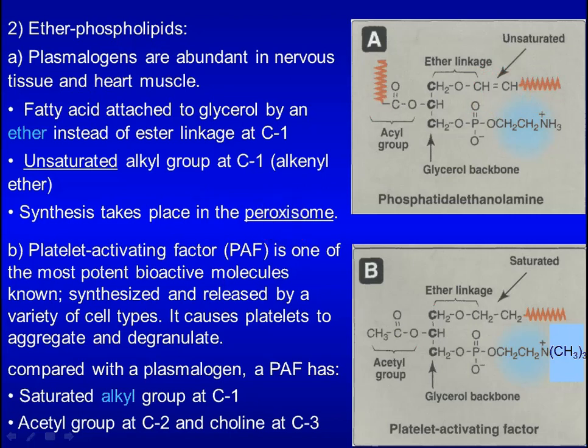Platelet activating factor is one of the most potent bioactive molecules known today. It is synthesized and released by a variety of cell types. It causes platelets to aggregate and degranulate. Compared with plasmalogen, platelet activating factor has a saturated alkyl group at C1, an acetyl group at C2, and choline at the C3 position.